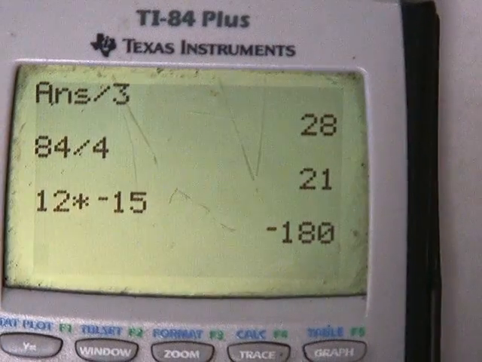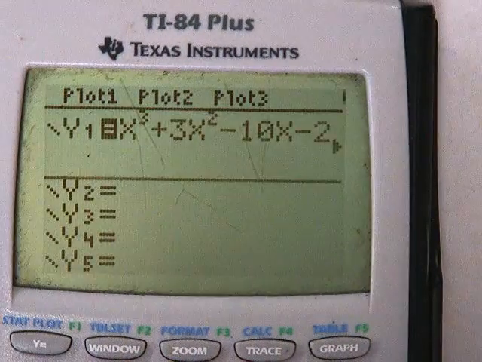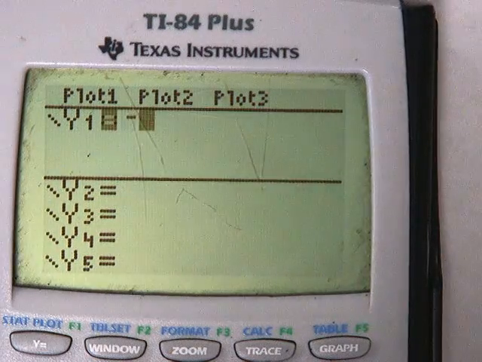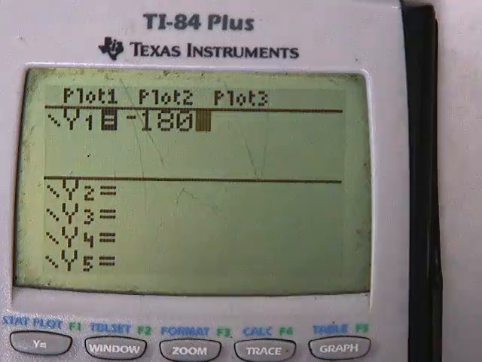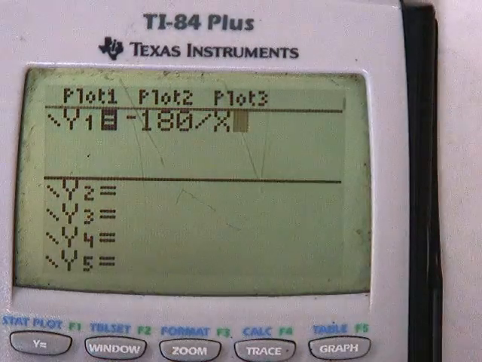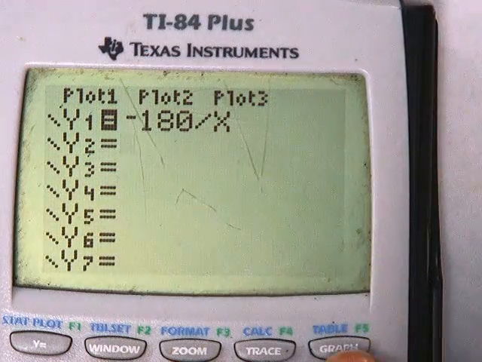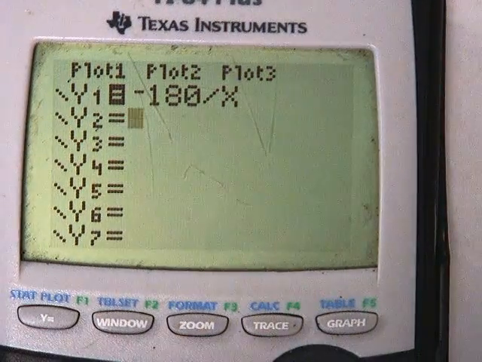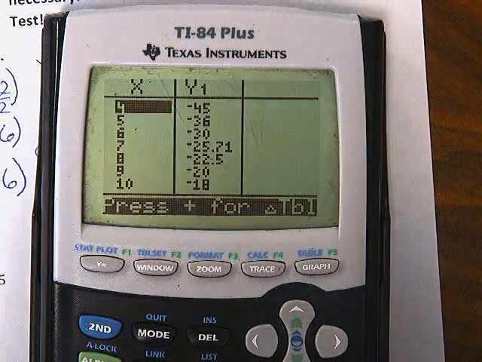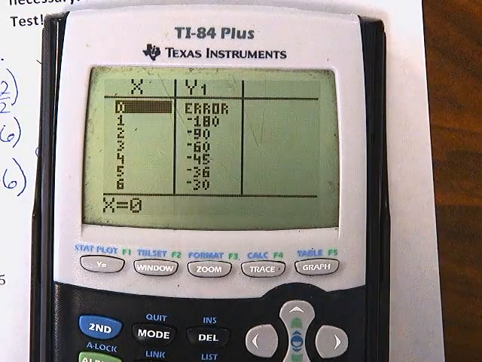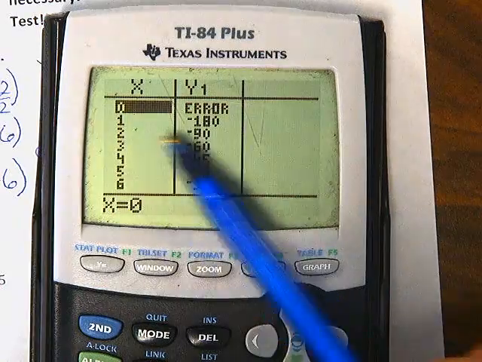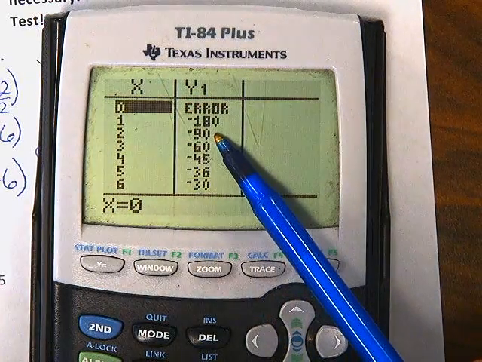On your calculator, if you go to y equals, let me clear that out, we're going to put in the value of a times c. So negative 180 divided by x. Once we've got that entered, we're going to go to our table. So second, oops, you can't see that. So second, and then graph. And we get a table of values starting at 0. And notice it says error. Everywhere we have whole numbers, these are factors now of negative 180.